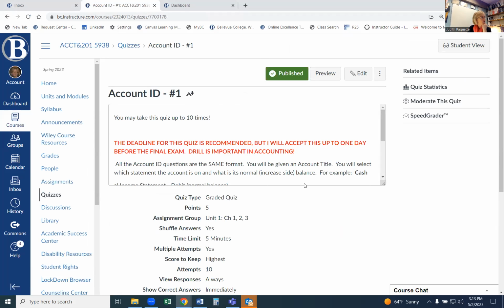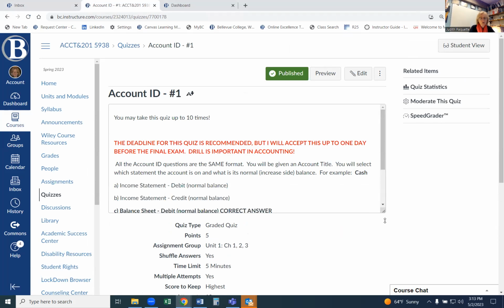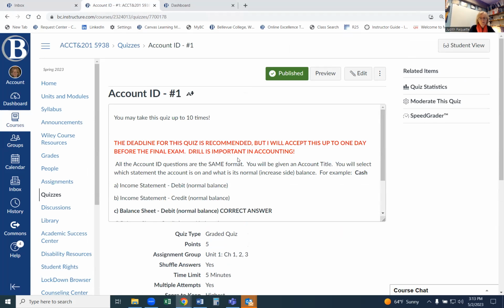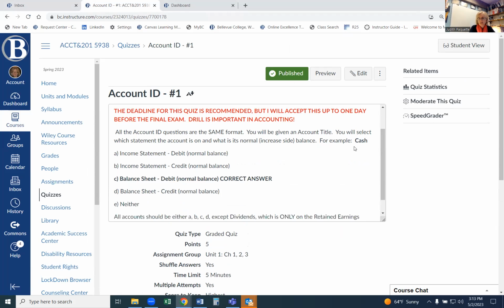Okay, I'm going to have you guys answer this. So I'm going to call out to you. The way the quiz works is I give you an account, for example, cash. And you say, is it on the income statement or is it on the balance sheet? And if you know it's an asset and assets are on the balance sheet, then you know that it's on the left side of the accounting equation. And you know that it has to have a normal balance of a debit, because debit's on the left side. Okay. So that would be your correct answer.